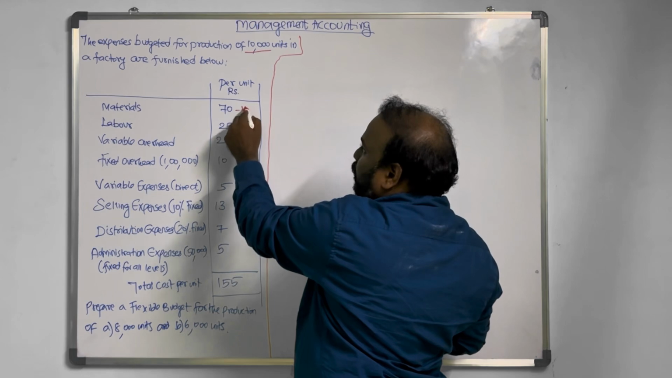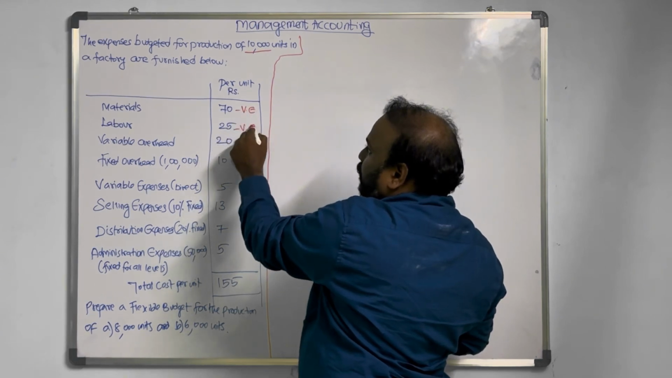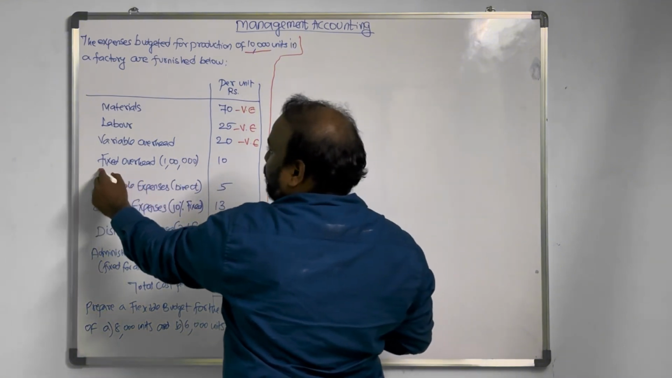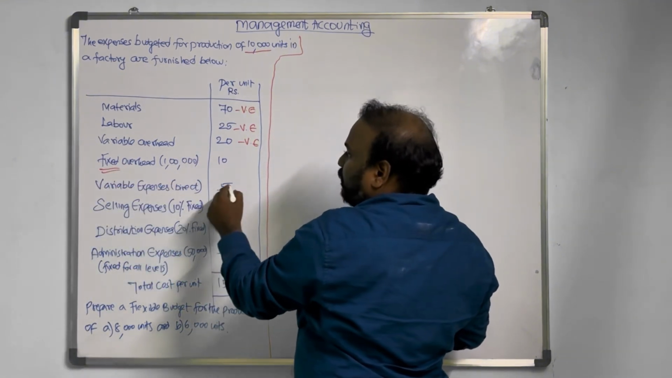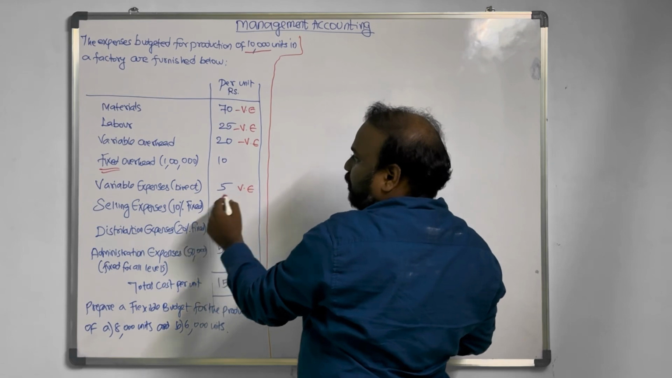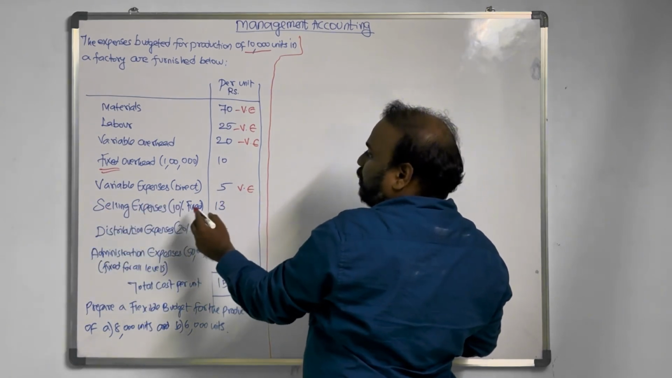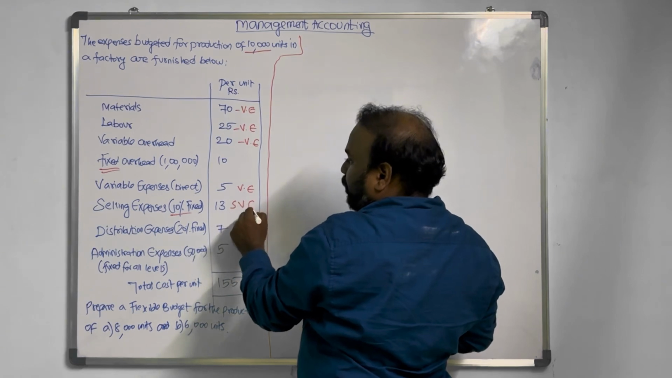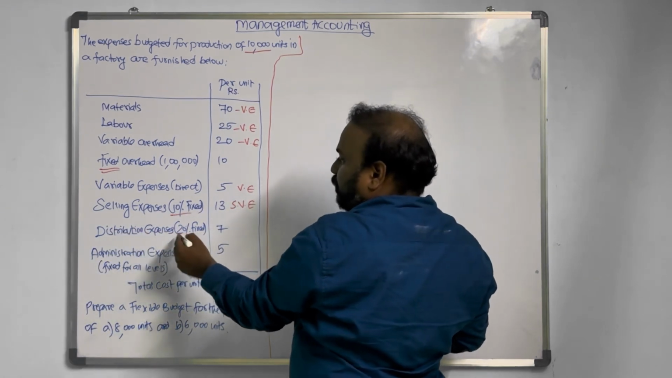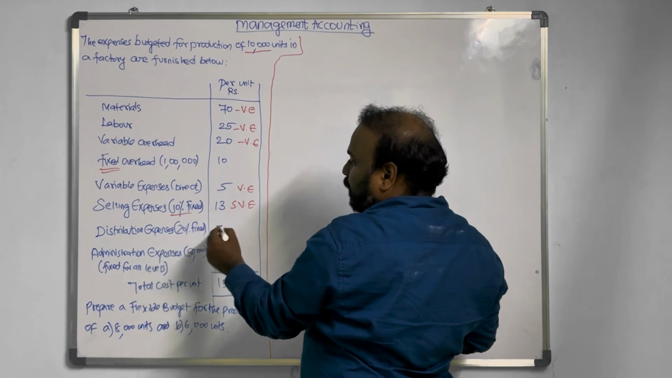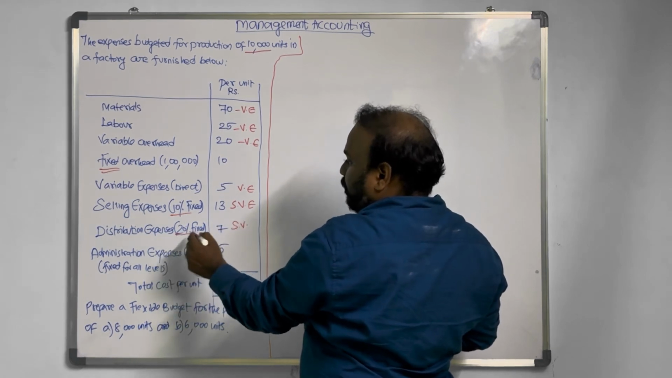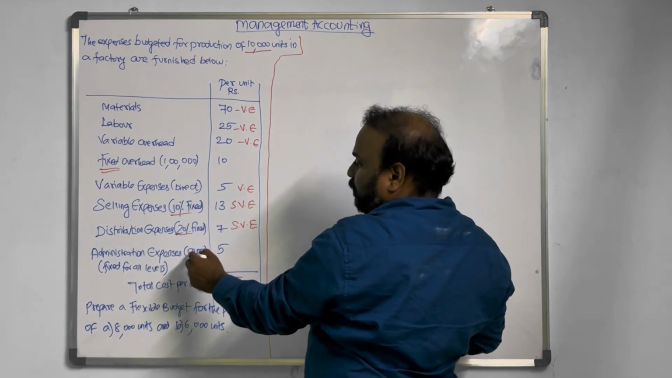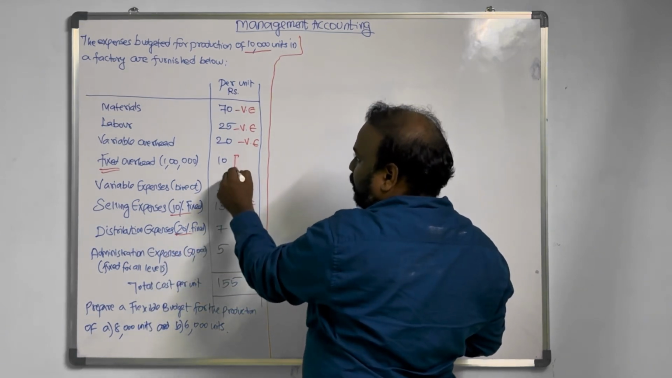This is variable expenses. This is also variable expenses. This is also variable expenses. Fixed overhead is 10 and it is given as fixed. Variable expenses 5, it is also variable expenses. Selling expenses 13, within bracket a percentage is given, so it should be taken as semi variable expenses. Distribution expenses 20% fixed is given in the bracket, so it should be taken as semi variable expenses. Administration expenses 50,000 is given in the bracket, so it is fixed.